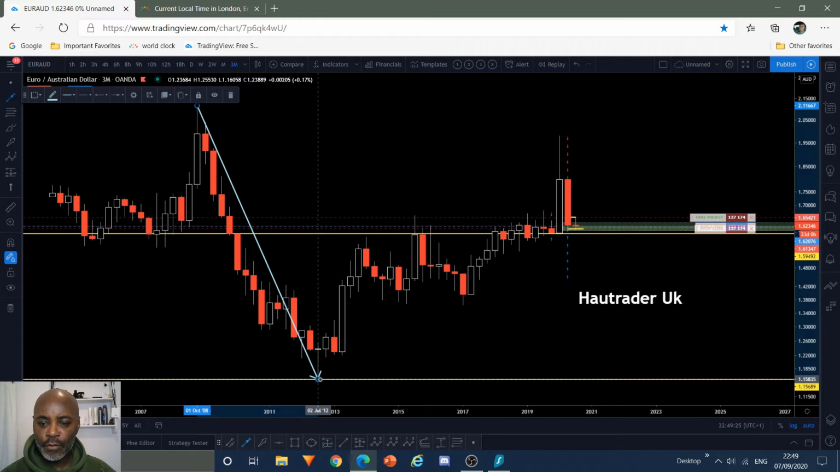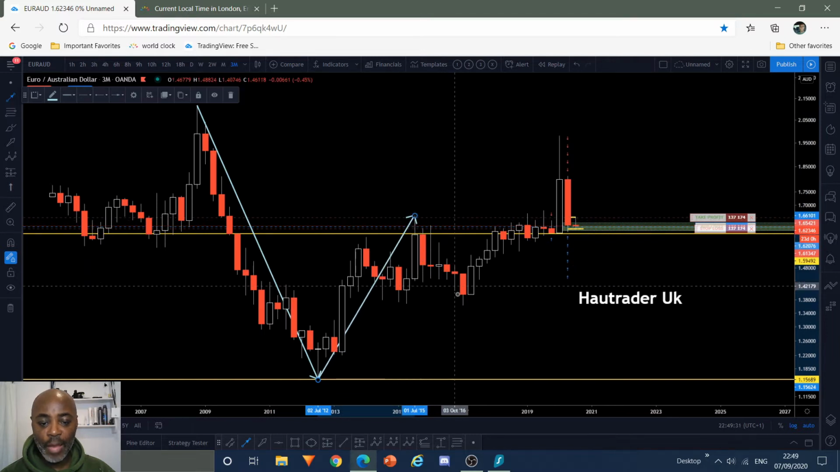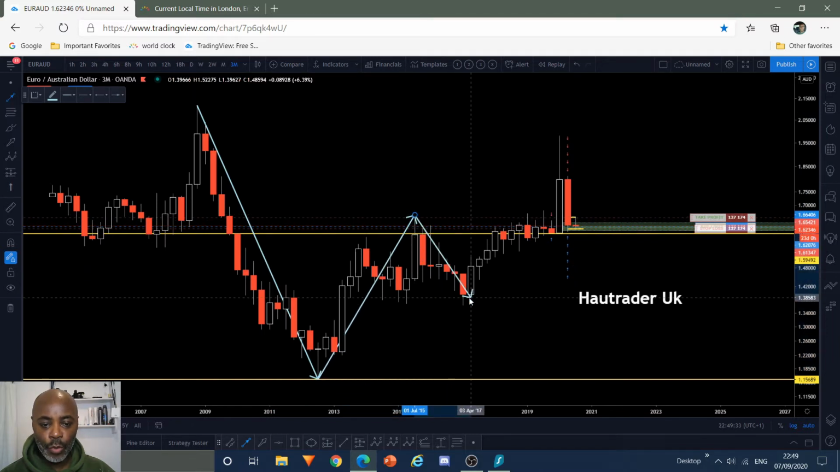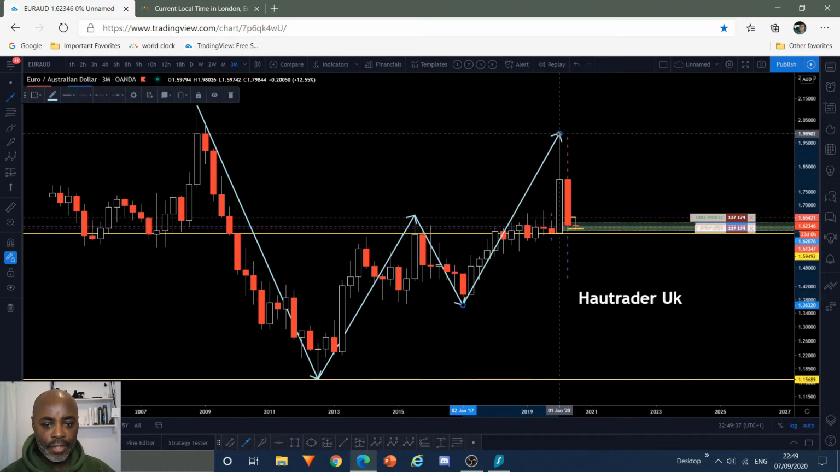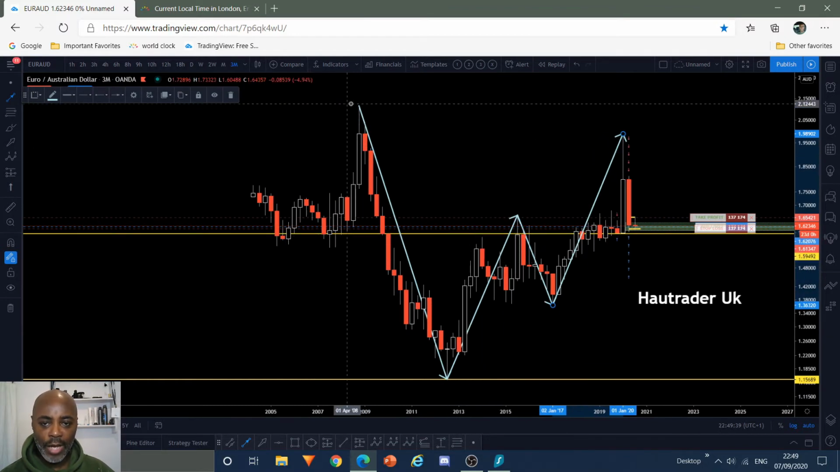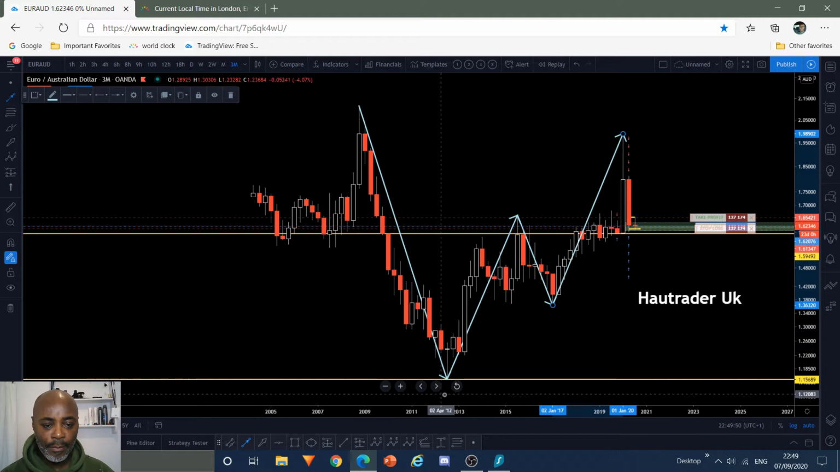an impulsive move to the downside, which started off in 2008. And if anybody knows anything about 2008, you will know that that was significant as far as the world economy is concerned. And then I'm looking at this correction here. So we have this impulsive leg down since 2008, which was the last major recession or financial issue, and then price has since corrected that move.